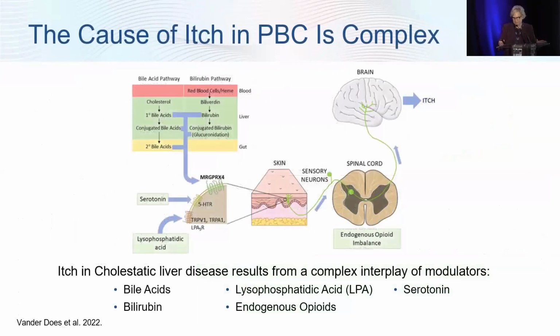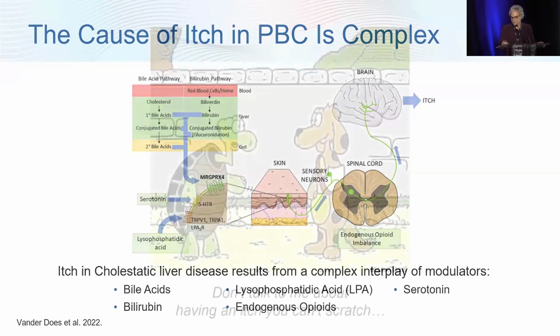So the itch in PBC is complex and we don't fully understand it. It's an interplay of modulators, including bile acids, bilirubin, lysophosphatidic acid, endogenous opioids, and serotonin. Now in the background of clinical trials, we're looking at IL-31, which is associated with itch sensitivity, which is pretty interesting. You can measure the levels. As the levels go down, pruritus is typically getting better. So that's kind of an exciting finding, not commercially available yet. But I feel like we have better ways of measuring response to treatment than we ever have before.